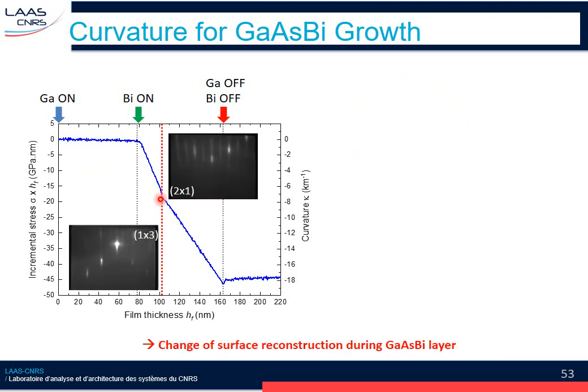Now this transition here: if you measure the RHEED during this growth, you see that before this point the surface reconstruction is 1x3, and just after this point the surface reconstruction switches to 2x1. So there is a change in surface reconstruction between these two regions, and we can see that there is also a change in the curvature.